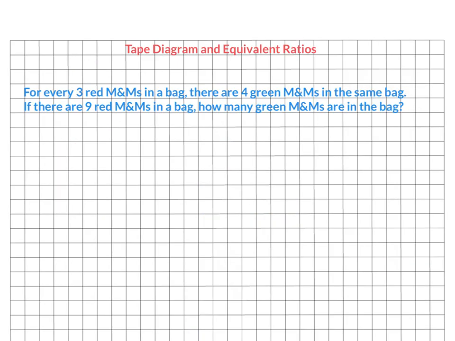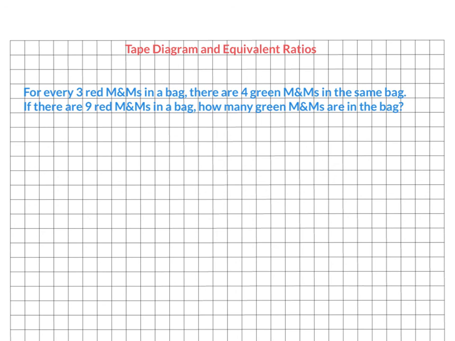Thank you. Hello class, this is Mrs. Matasovic, and today our topic is going to be tape diagram and equivalent ratios. We're going to start with the following question. For every 3 red M&Ms in a bag, there are 4 green M&Ms in the same bag. If there are 9 red M&Ms in the bag, how many green M&Ms are in the bag? Please pause the video and copy down the topic, the title, and the problem.